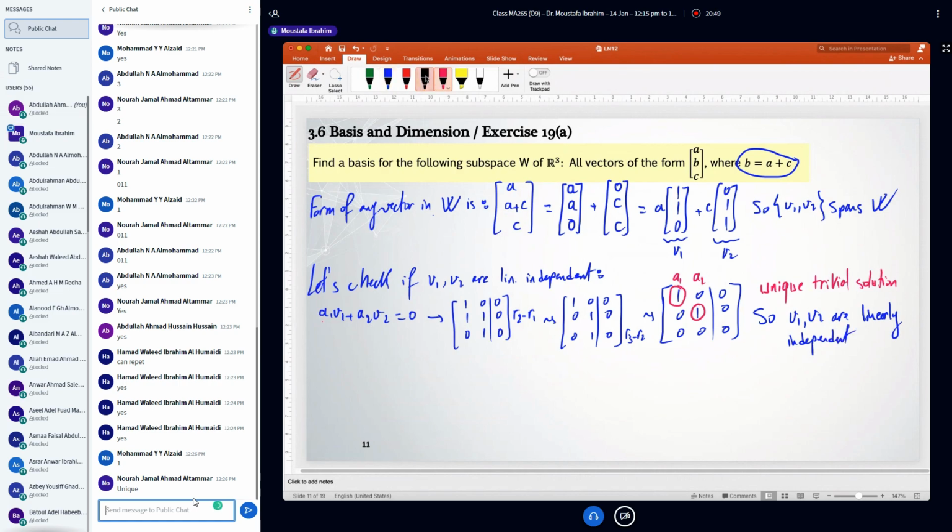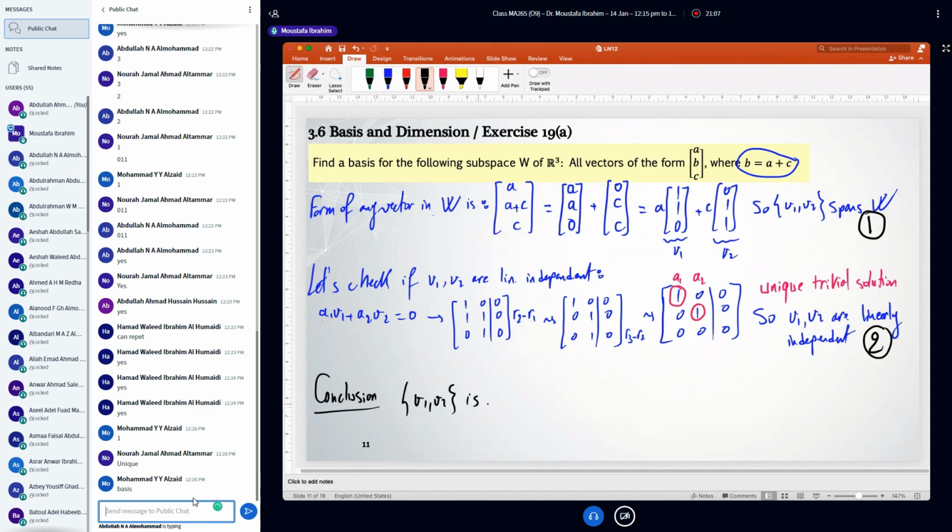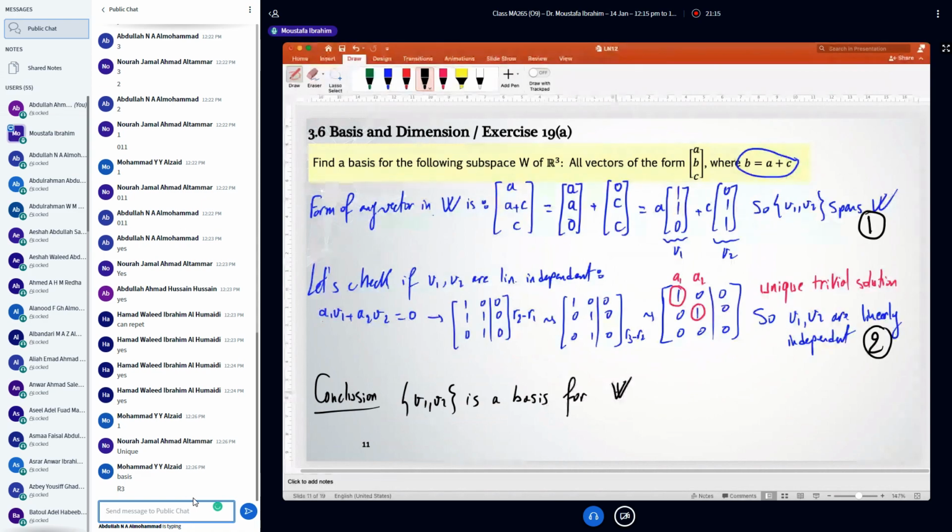So guys, look what we have. 1, 2, 1 and 2 give what? Conclusion. We have span plus linearly independent. What do we get? V1, V2 is a basis, very good. For what? For W, don't forget, not R3, because for R3 we need 3 vectors. Here we are finding a basis for W.